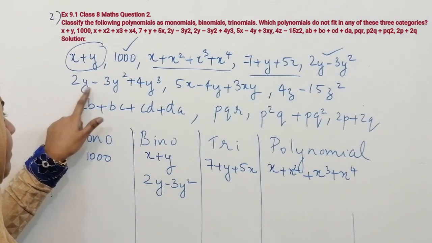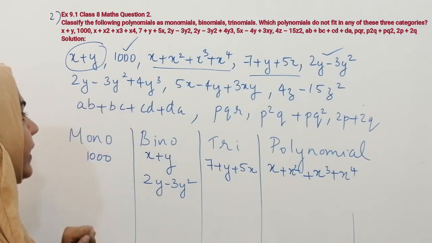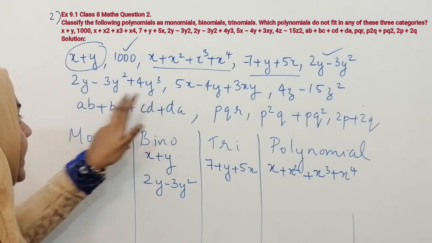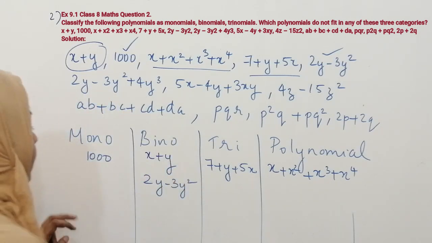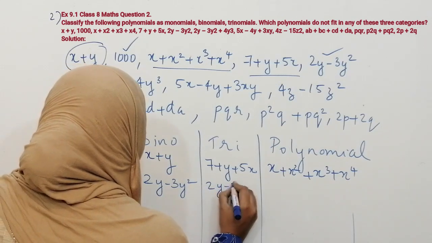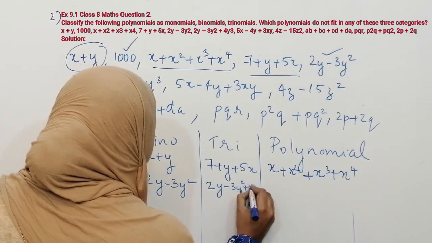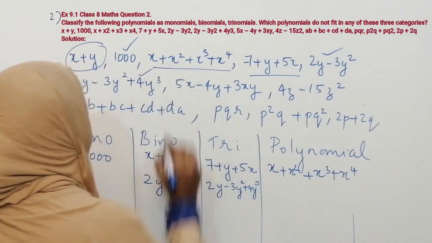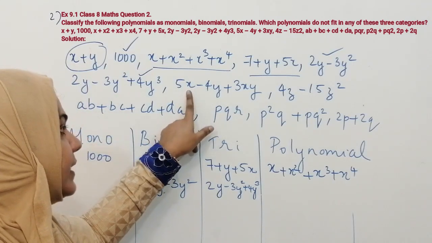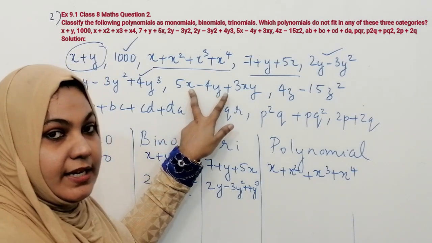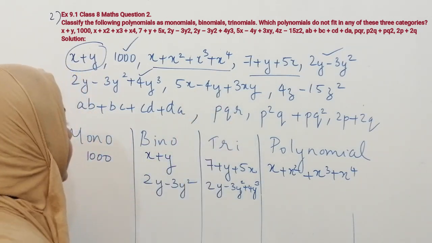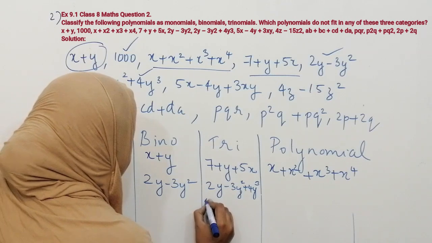Next one is 2y minus 3y square plus 4y cube. You can see in this algebraic expression which contains three terms. That means it is trinomial. So next one is 5x minus 4y plus 3xy. This is an algebraic expression. It comprises three terms. That means it is also a trinomial.